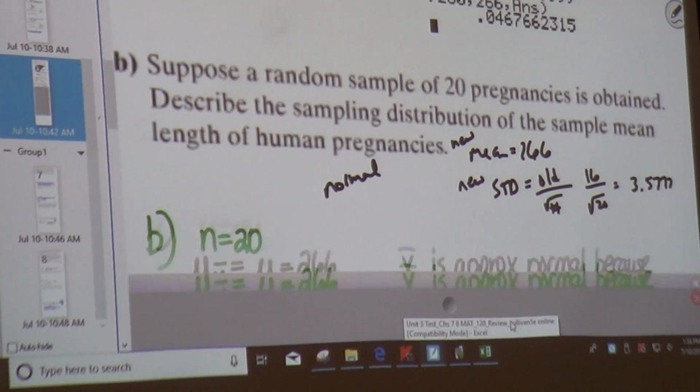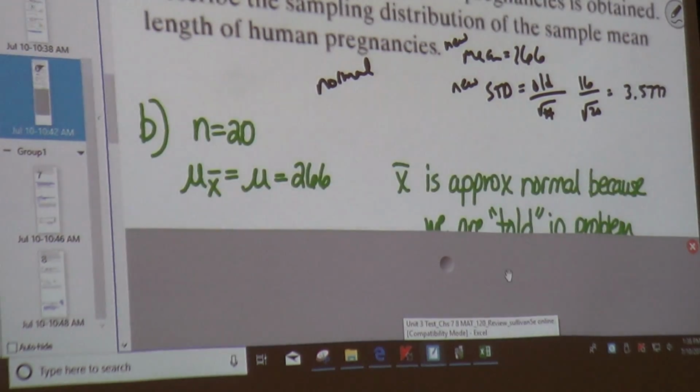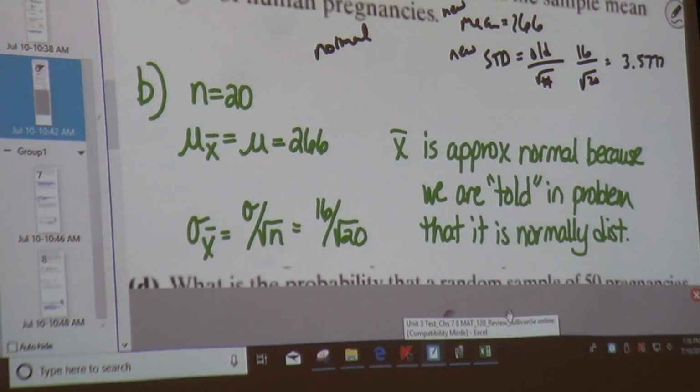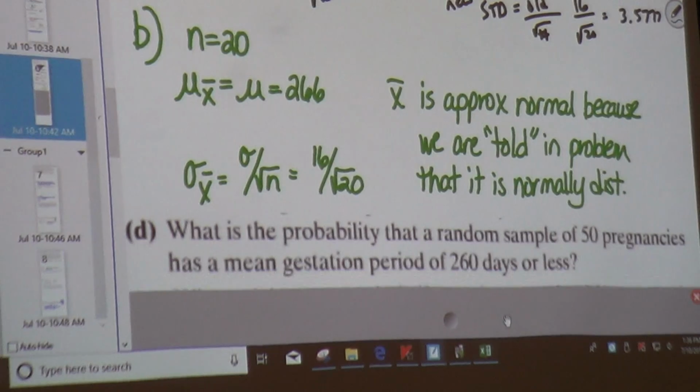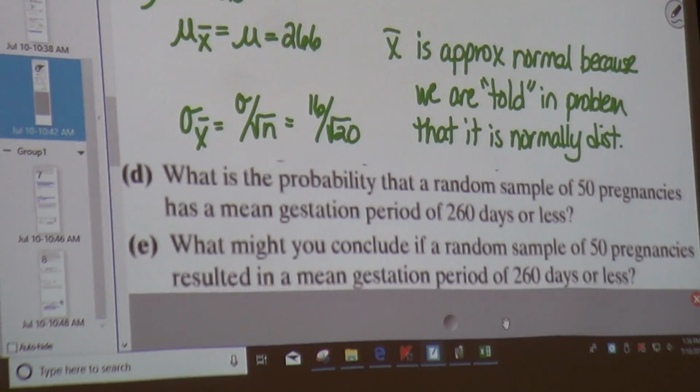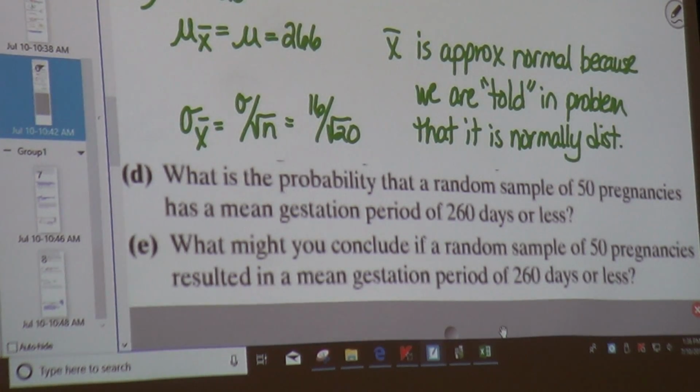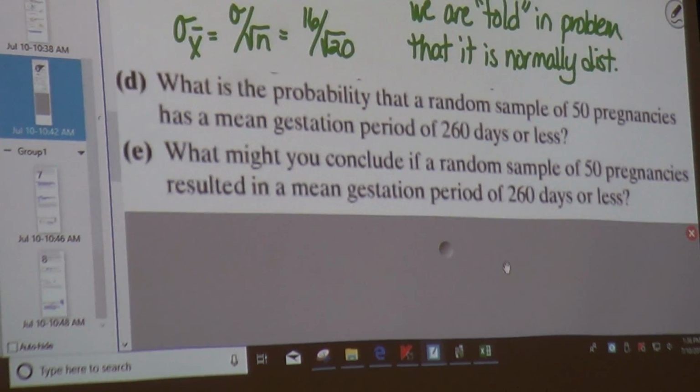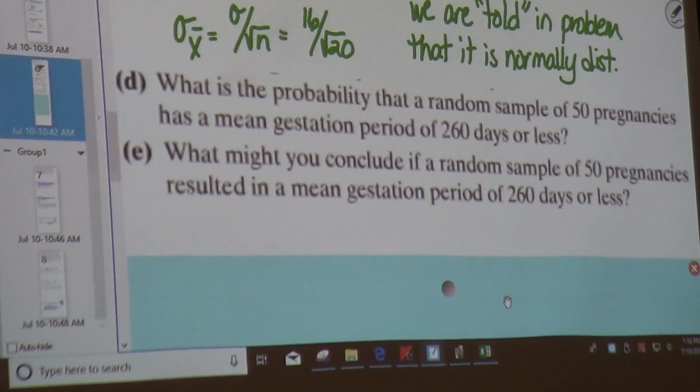And I didn't do B first because I wanted y'all to be able to get that last one by yourself. All right, let's try D and E. I can do those together. The mean is 266 and the standard deviation is 16.